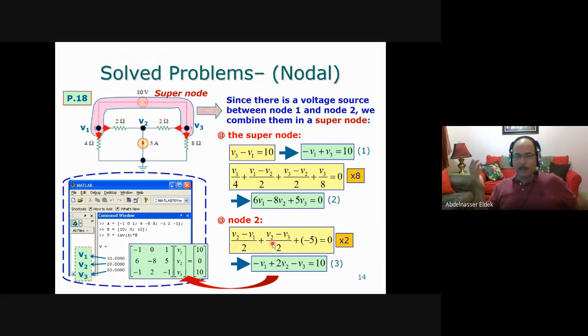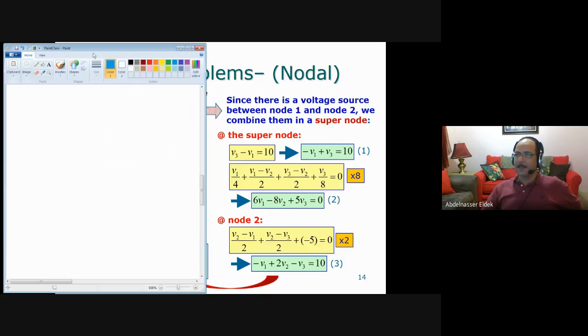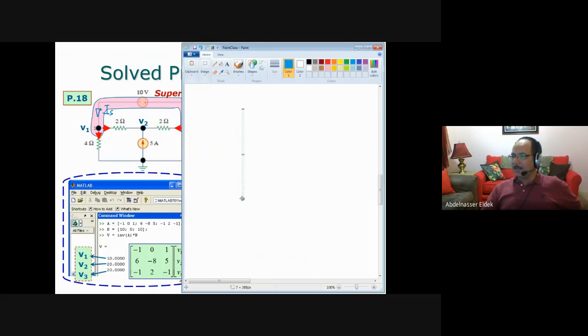After you find V1, V2, and V3, can I find the current in this branch? Yes, of course. But you can't find it or write an equation for it using Ohm's law or whatever. How can you find the current here? For example, assume that I want to calculate this current here. Let's call this IS. So according to this, IS equals what? IS equals the two other currents.